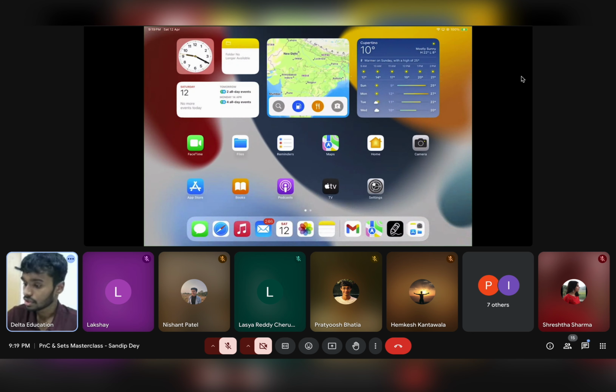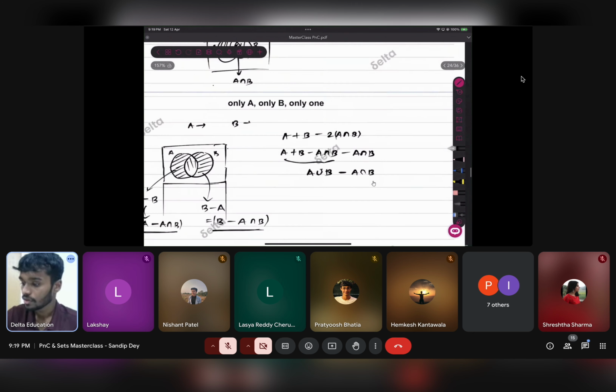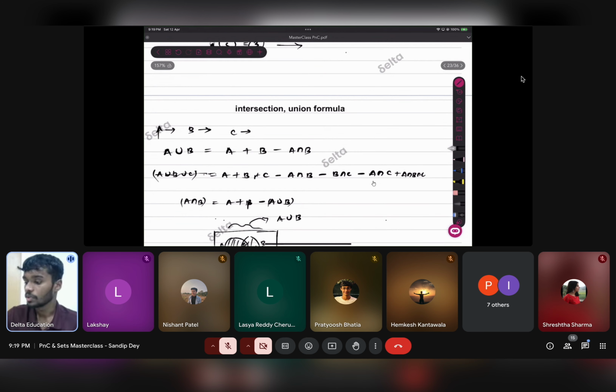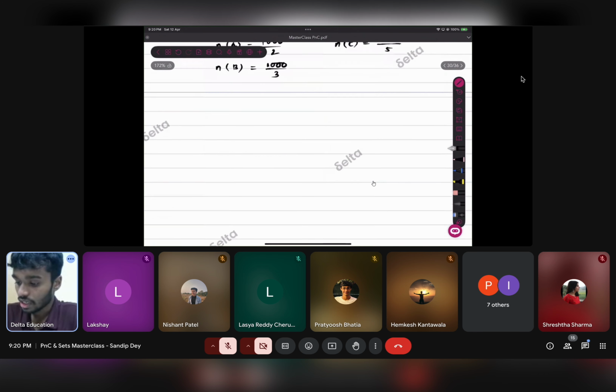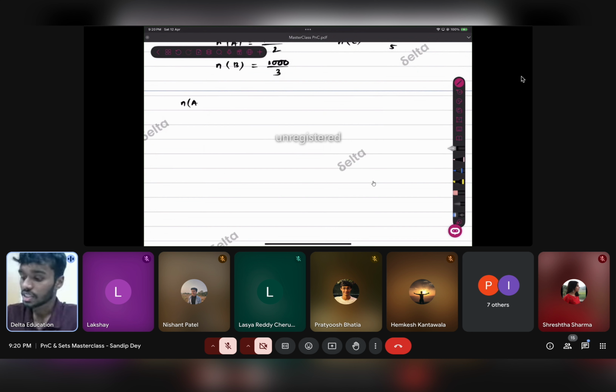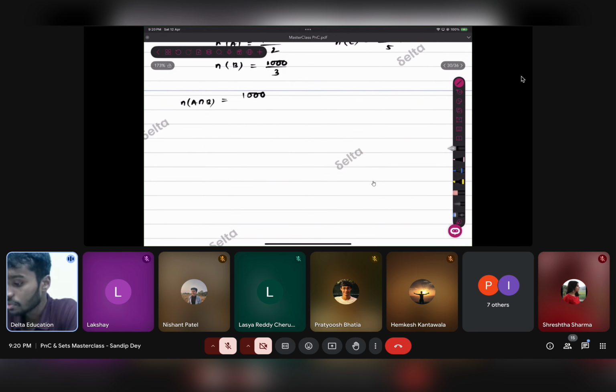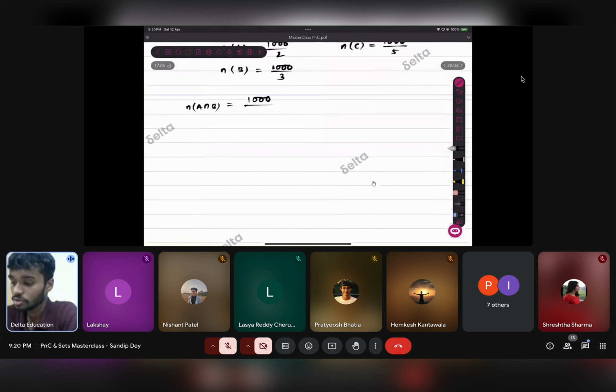Now to calculate n of A union B union C according to that formula, I have to calculate this total: number of A intersection B, B intersection C, A intersection C, and A intersection B intersection C, right? So let's see what those mean and how we can calculate them. I now want to calculate the number of numbers which are divisible by 2 and 3, that is, they belong to both sets A and B. What are the numbers divisible by 2 and also divisible by 3? Can I say that they are divisible by 6? They are divisible by 3 and also by 2. So basically these are all the numbers divisible by the LCM of 2 and 3. So the LCM of 2 and 3 is 6.